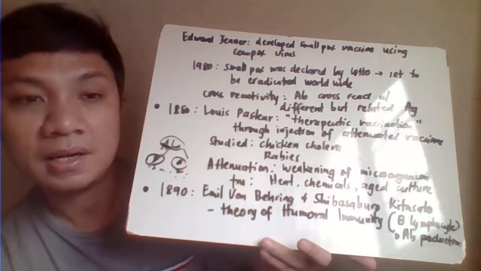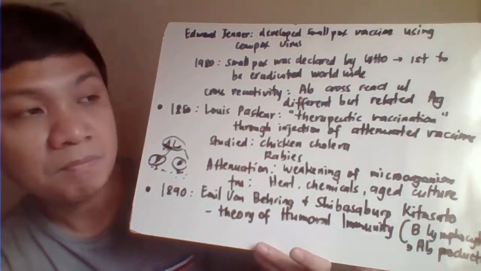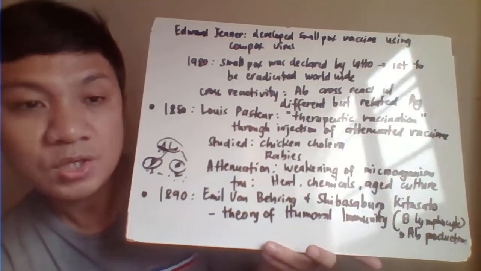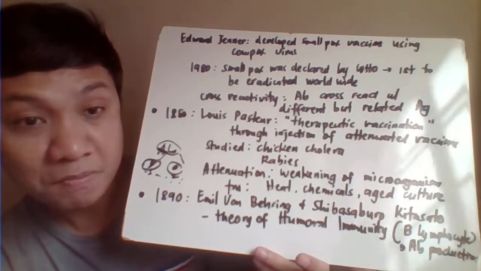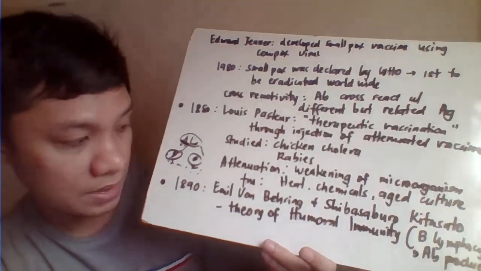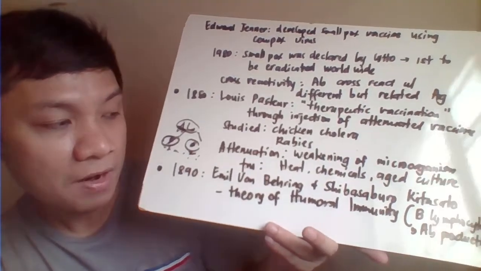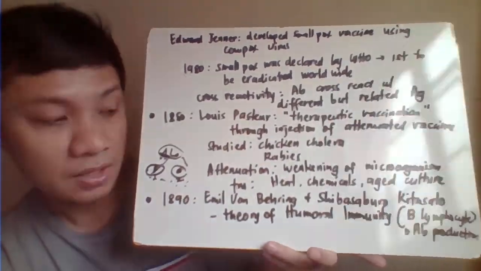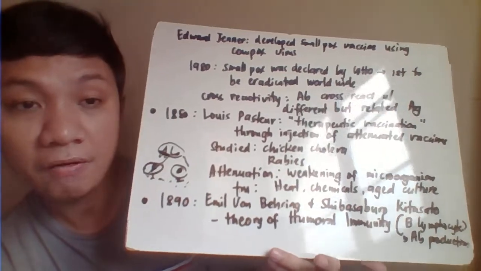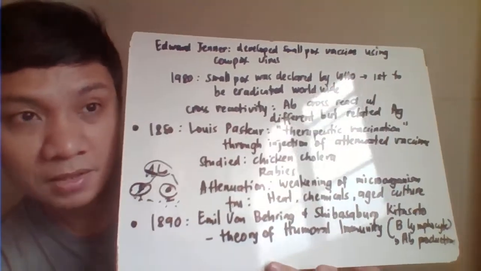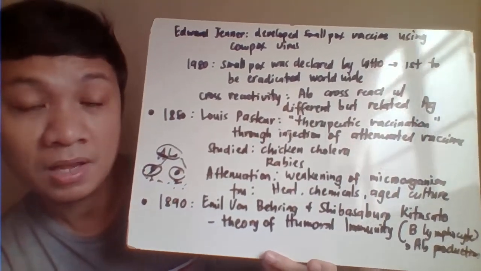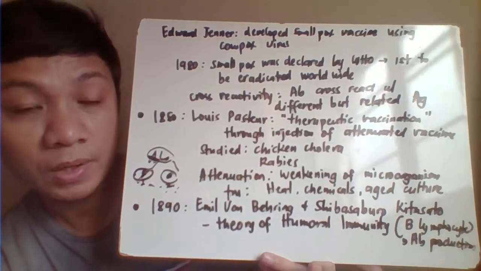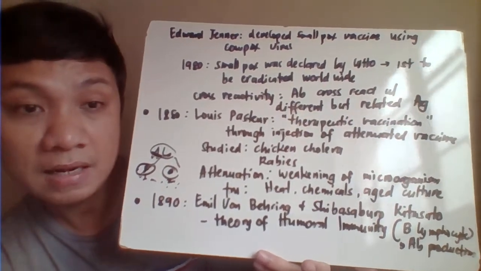And of course, rabies was also studied by Louis Pasteur. Actually, Louis Pasteur is considered to be the father of immunology. Then we have Behring and Kitasato, who proposed the theory of humoral immunity. When we speak about humoral immunity, we're talking about antibody production with the involvement of our B lymphocytes.